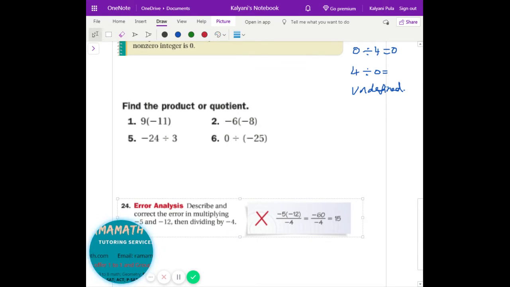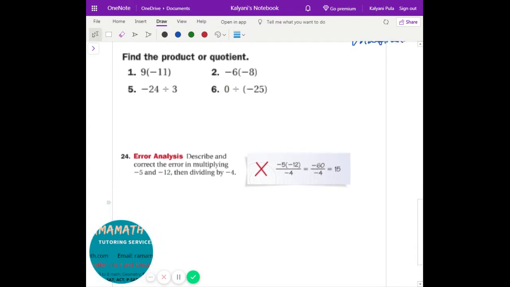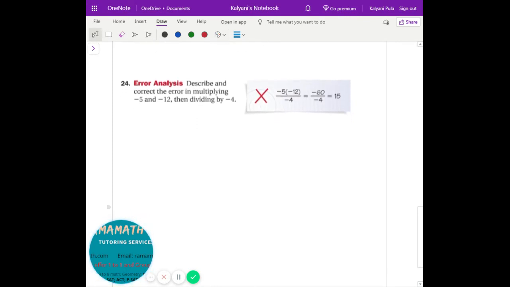Now let's look into the next question, and it's error analysis. So we're going to find what mistake has happened in this question. It is really important that way you understand the concept in depth. So tell me, what do you think is the mistake in this question?